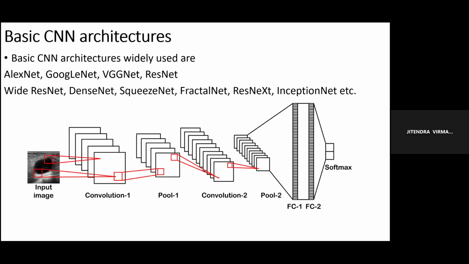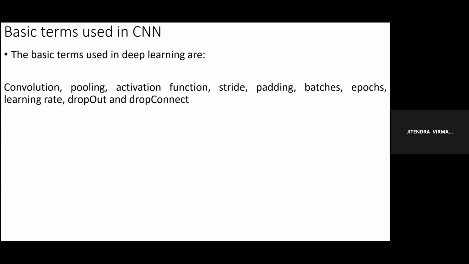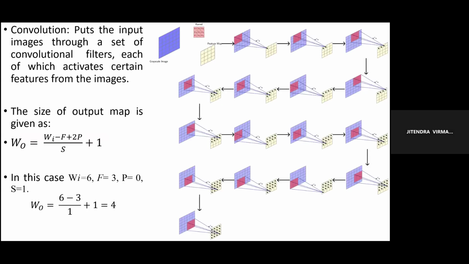Now this is a basic CNN architecture. I told you convolution followed by pooling, convolution followed by pooling, and then in the end the fully connected layer, and then the softmax function. Now convolution, pooling, activation, stride. These are the concepts which you must have in your mind for implementing a deep neural network.